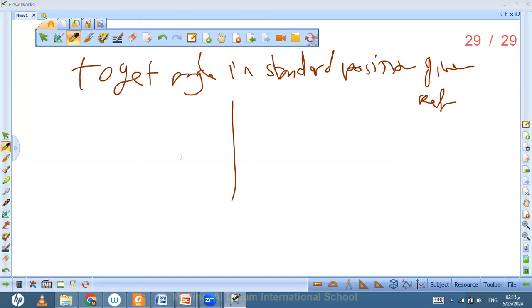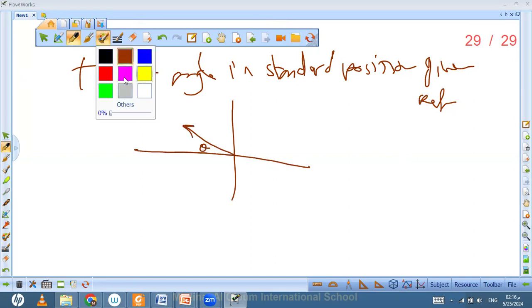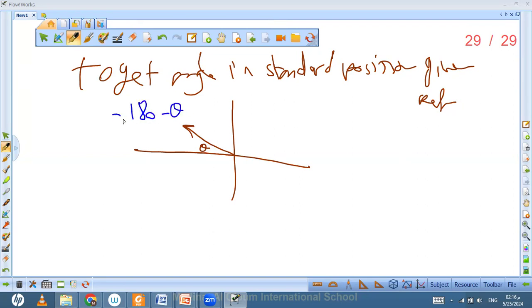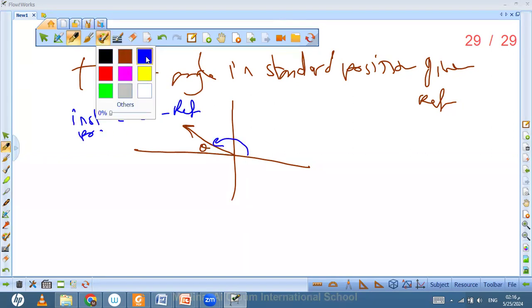Okay, guys, if the reference is in the second quad, to get the angle in standard position, what should I do? You would make 180 minus the reference to get the angle in standard position. It means this angle, the angle in quad two.